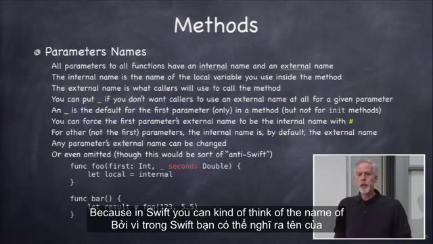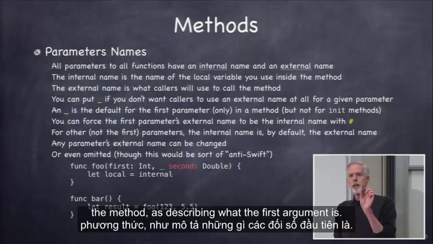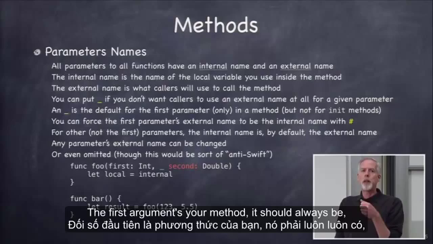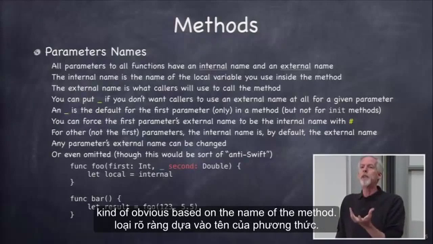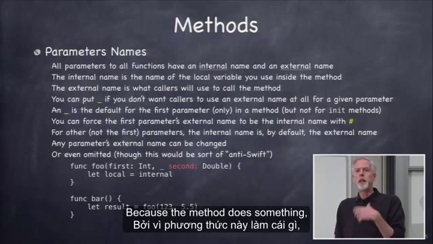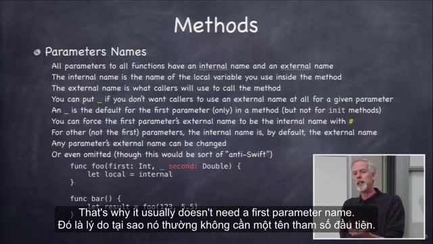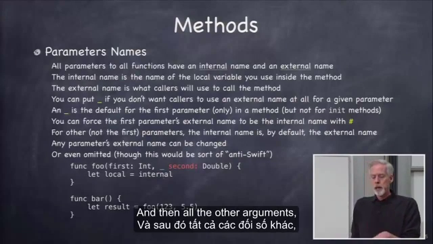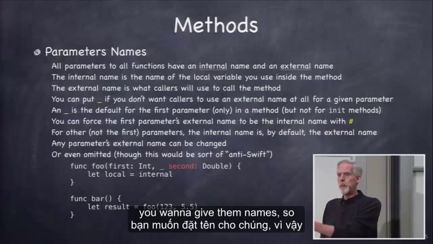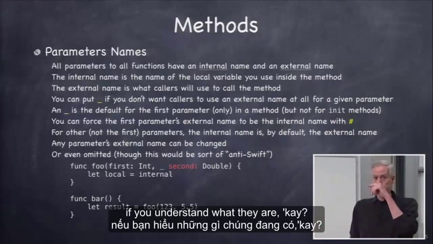Because in Swift, you can think of the name of the method as describing what the first argument is. The first argument to your method should always be obvious based on the name of the method, because the method does something, it operates on something or whatever. That should be the first argument. That's why it usually doesn't need a first parameter name. And then all the other arguments, you want to give them names so people understand what they are, okay, what they're about.